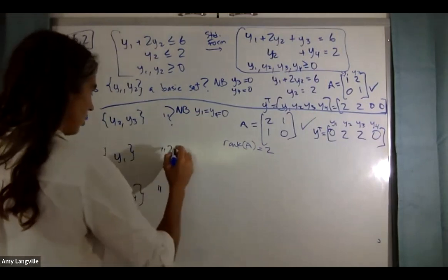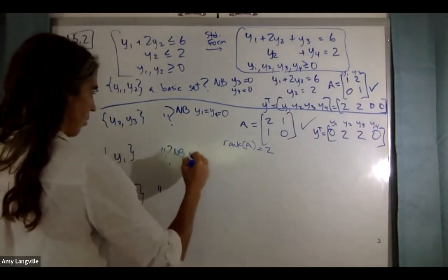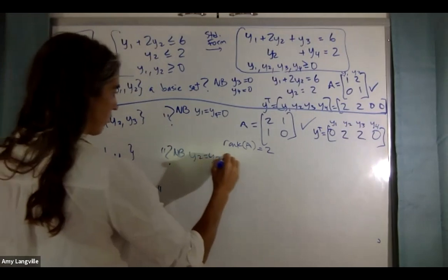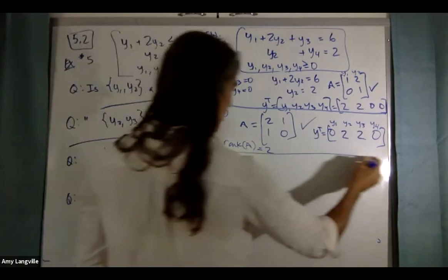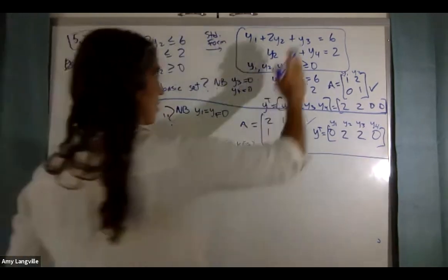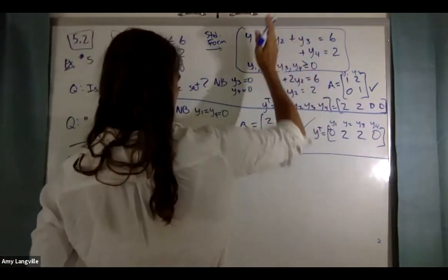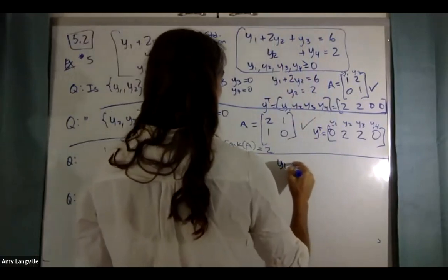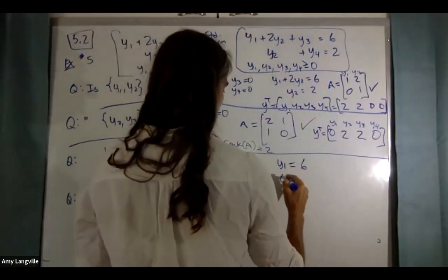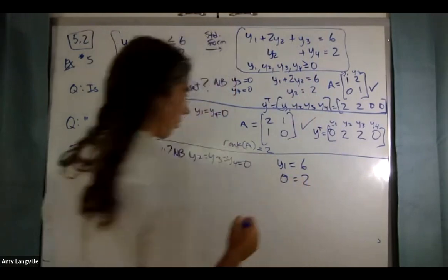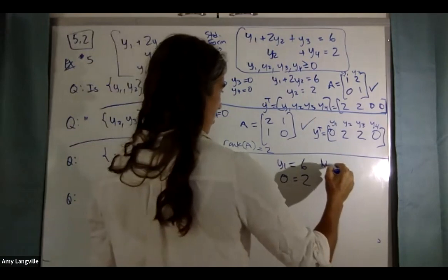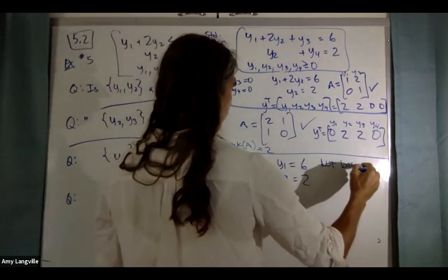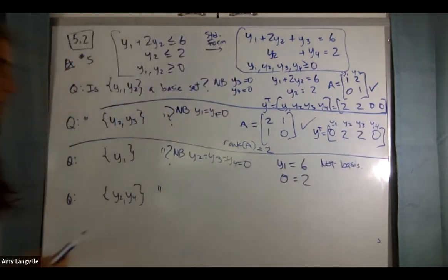Okay, what about y1? Well, that would mean everybody that's not y1, which is y2, y3, y4, we're going to set to 0. Those are your non-basics. That means this column drops out, this column drops out, and we have this system, y1 equals 6, and 0 equals 2. See the problem here? Doesn't make sense. This one has no solution, so this is not a basis. You can't just take one unknown and solve for 2.